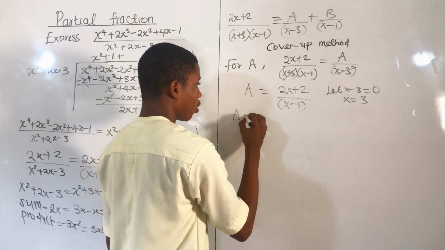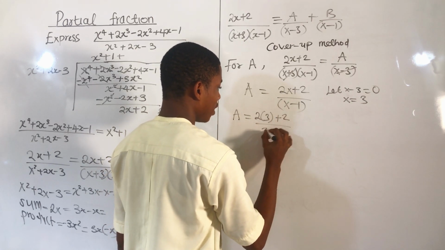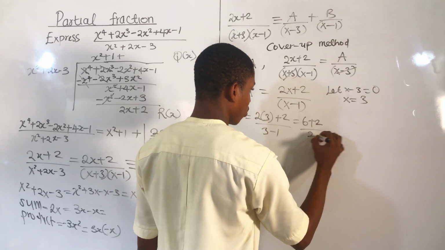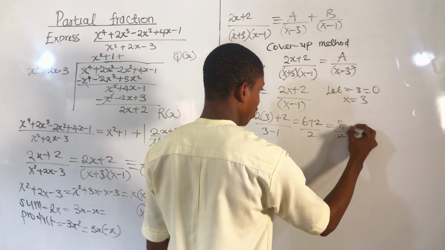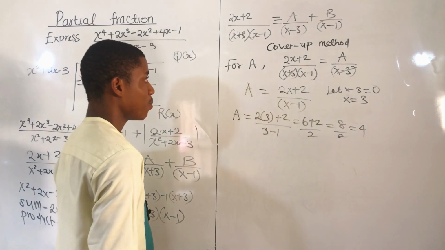We see that A is equals to 2 into 3 plus 2 over 3 negative 1. So we're having 6 plus 2 over 2. We're having 8 over 2. The answer is 4. So the value of A is 4. We're going to do the same thing for B.